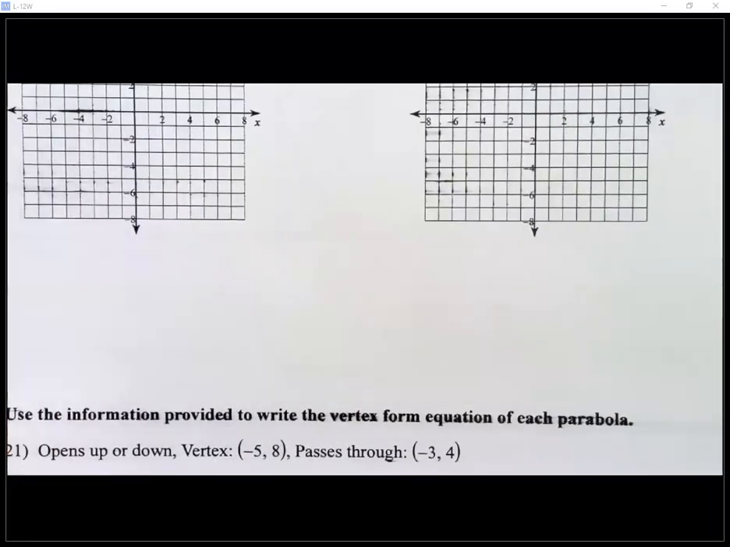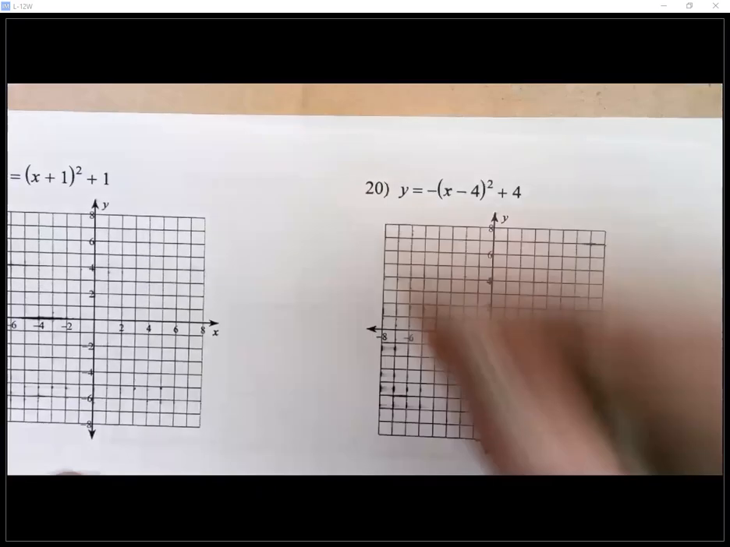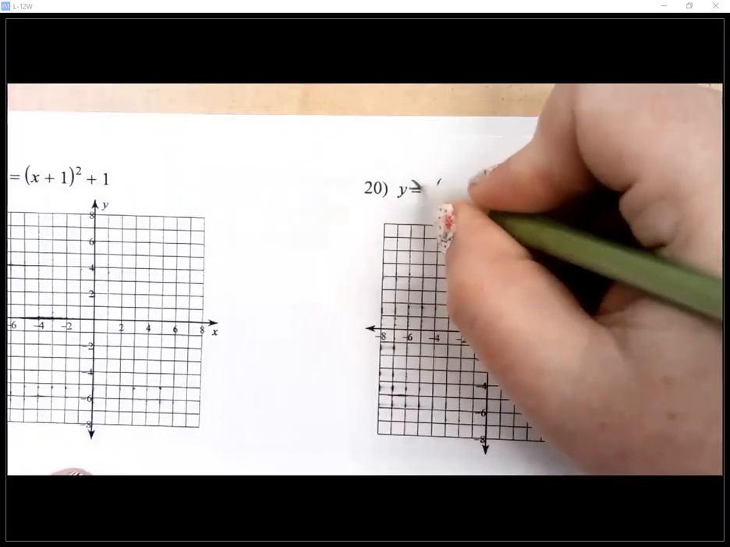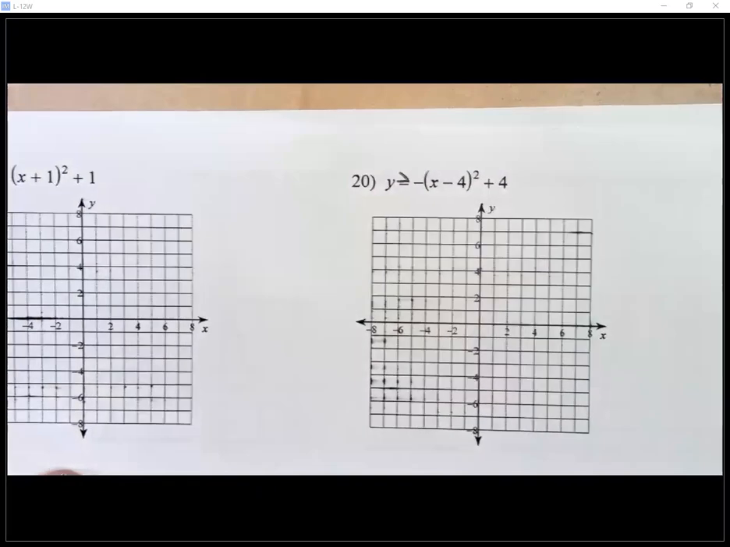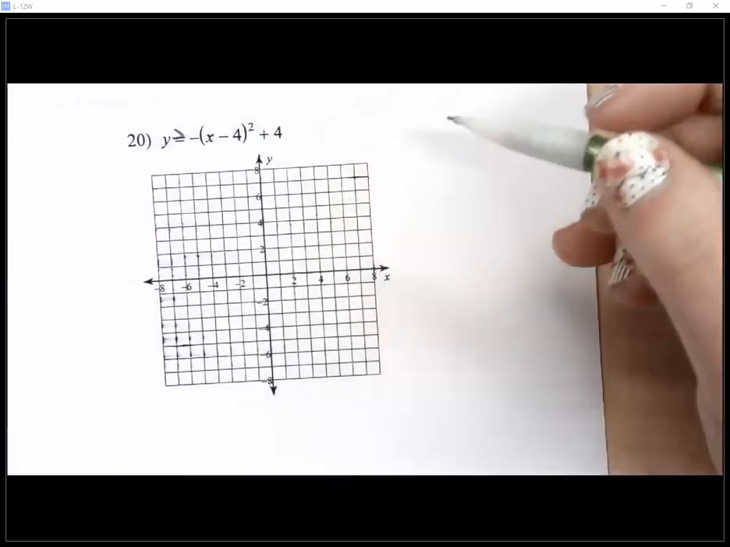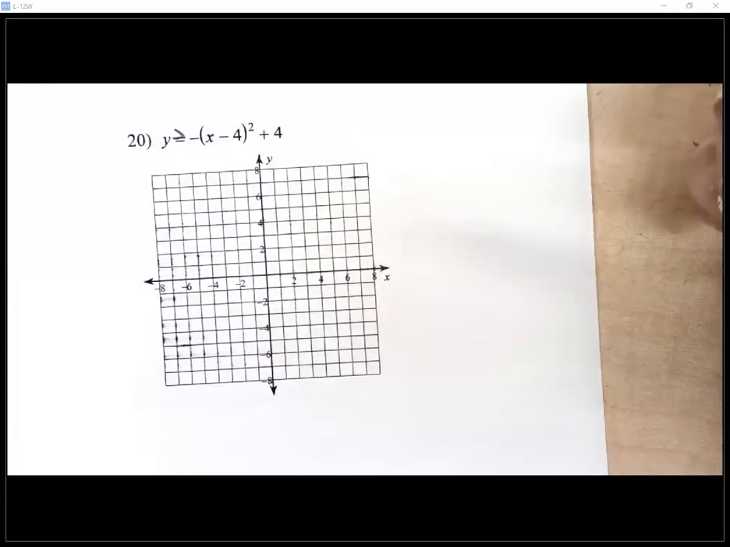Let's turn number 20 into one. Let's graph number 20 together, and then we have an example of one graphed in vertex form, and that's an inequality. So we'll kill two birds with one stone, which is a horrible expression, but anyway. So how do I graph this thing? I still want to find my vertex first, but how do I do that?